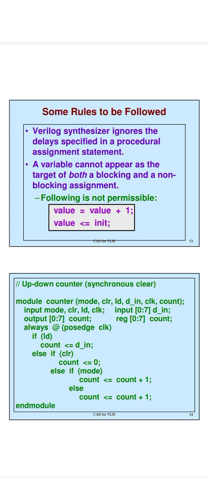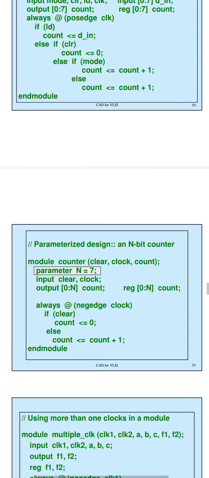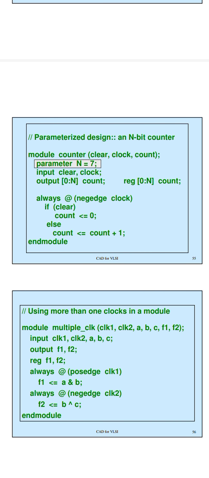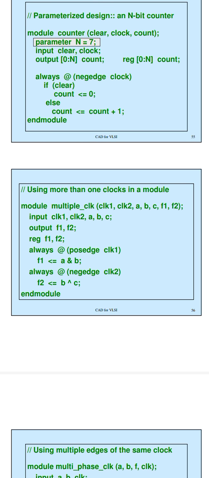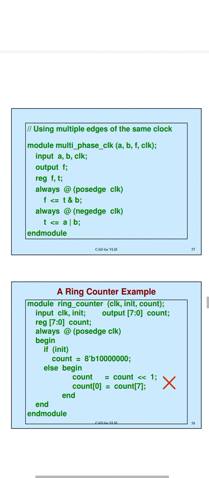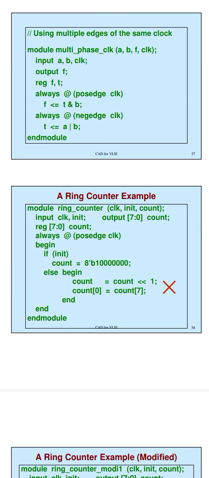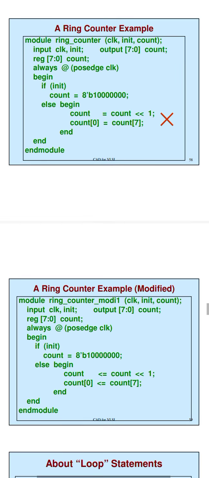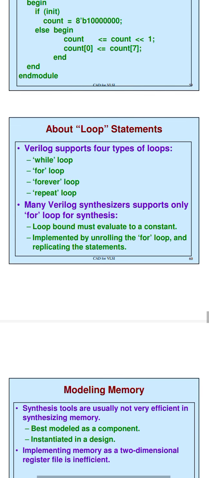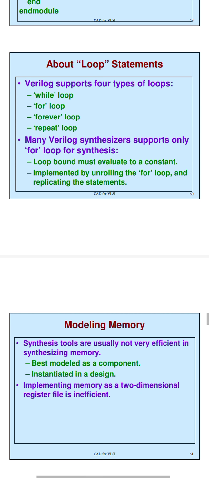This is the program where blocking assignments and non-blocking assignments are both used. Then some other examples of the n-bit counter are used here. Next is the ring counter as an example of the blocking and non-blocking assignments. Then the next part is the loop statements.